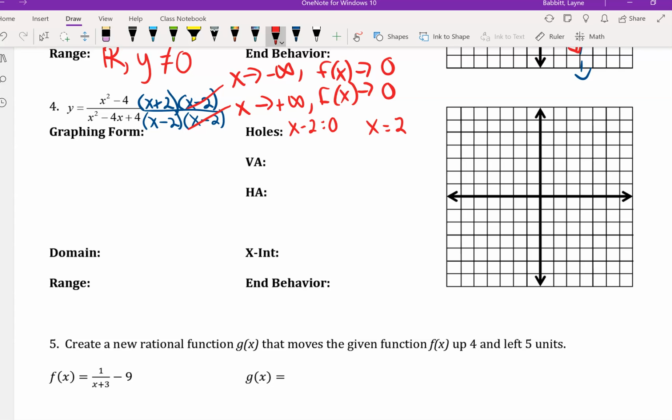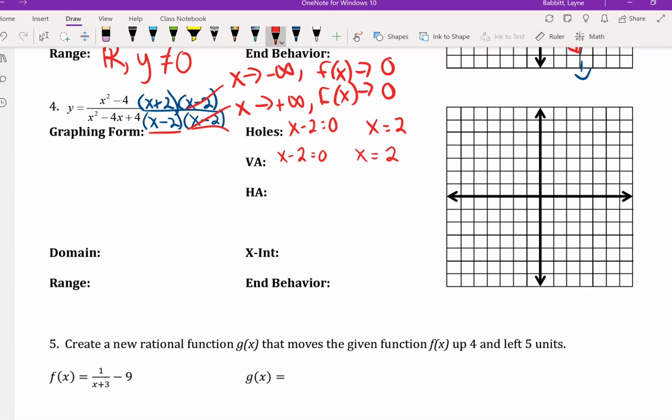To find the vertical asymptote, set the bottom equal to 0. So if I set x minus 2 equals 0, I get that the vertical asymptote is going to be at x equals 2. Well, this is kind of a weird situation because there's a hole and a vertical asymptote there. If there's a hole and a vertical asymptote, we're going to count it as the vertical asymptote if there were multiple parts here. If it was just the one, then it would just be a hole.